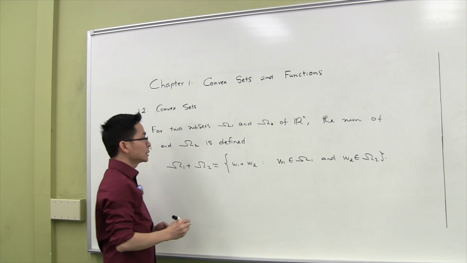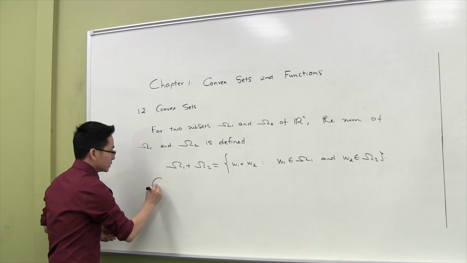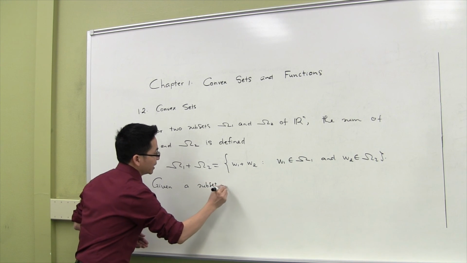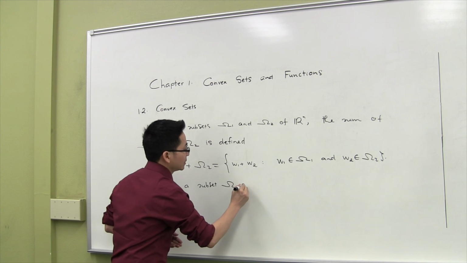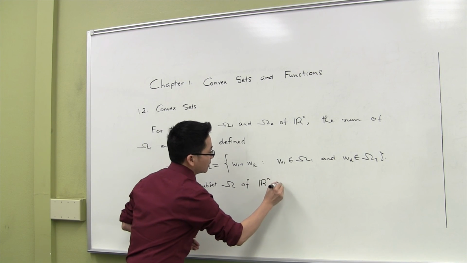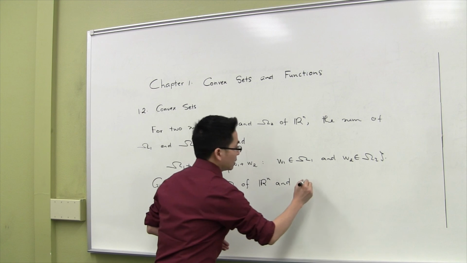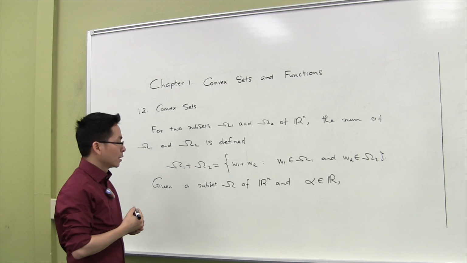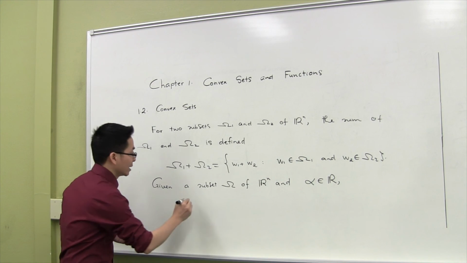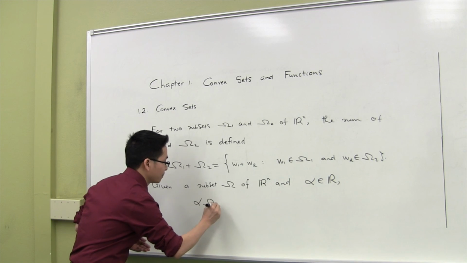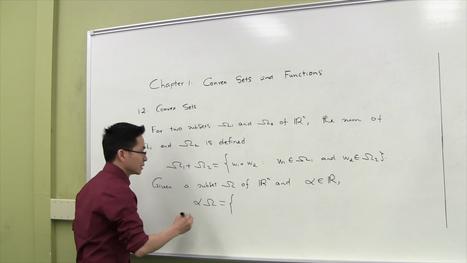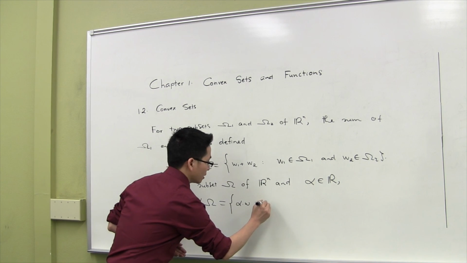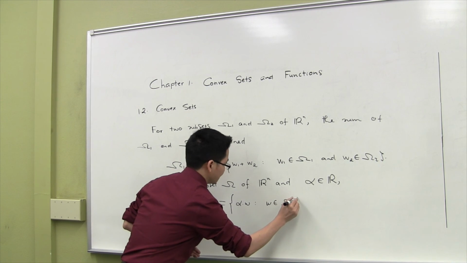Okay? Now, given a subset omega of Rn and a scalar alpha in R, we also define the product of alpha and omega by alpha times omega. This is the set that contains all elements of the form alpha times w, where w runs in omega.